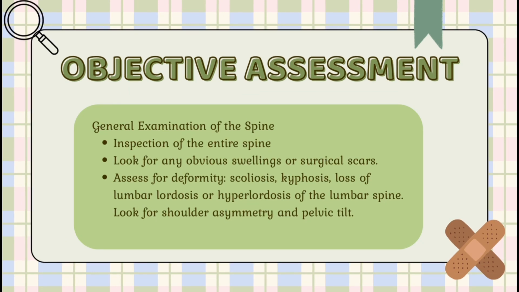Objective assessment. First, general examination of the spine. Inspection of the entire spine. Look for any obvious swellings or surgical scars. Assess for deformity, such as scoliosis, kyphosis, loss of lumbar lordosis, or hyperlordosis of the lumbar spine. Look for shoulder asymmetry and pelvic tilt.